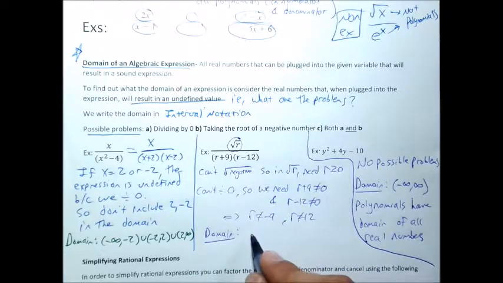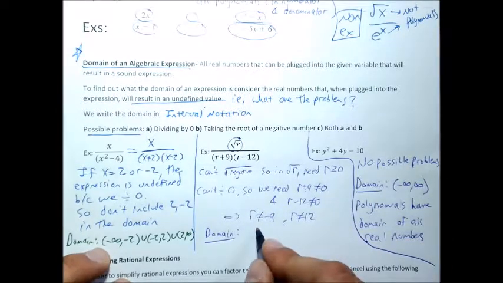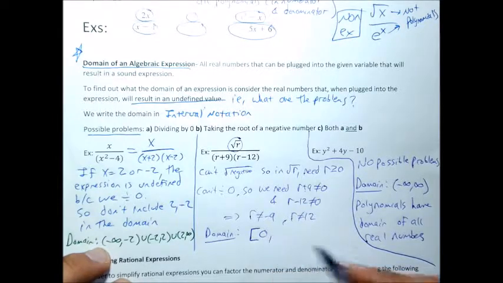And so let me ask you this. Can we plug in 0? I know we cannot plug in a negative number, but is 0 okay? 0 is okay. The square root of 0 is 0. And so 0 is okay. So I'm going to include it with a bracket. But then we want to skip over 12. And so I'll go to 12 and skip it like that.